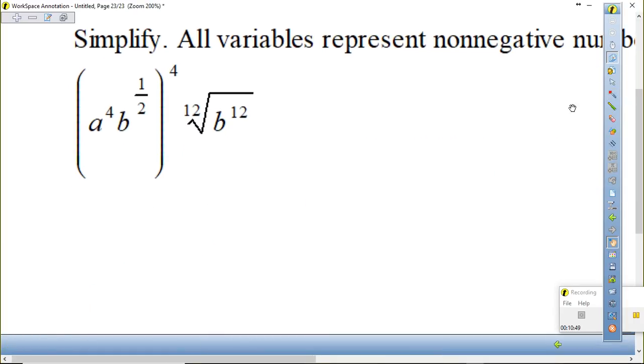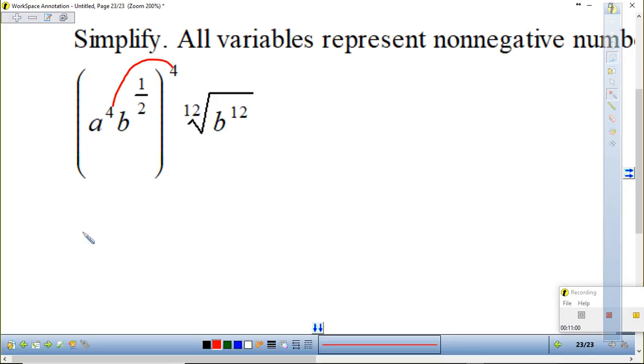Simplify. Make sure every time you distribute, do one at a time. I don't want you guys to draw them and then forget to multiply. So let's see. What is 4 times 4? 16. So that is a to the 16. What is 4 times 1? Divided by 2 is 2. So this is b to the second.